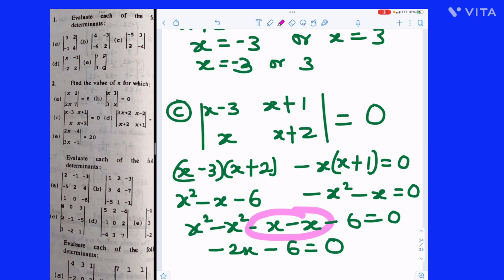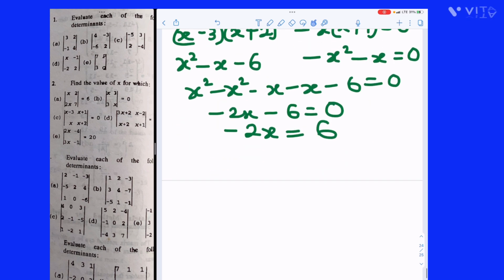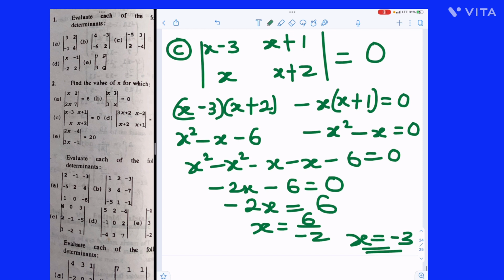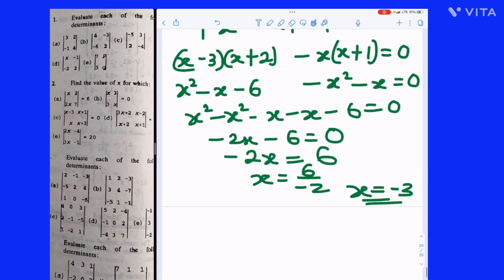Minus x minus x is minus 2x. So that gives you minus 2x is equal to 6. If minus 2x is 6, what's x? X is 6 over minus 2, and x is minus 3. So take note of that. That's question C.